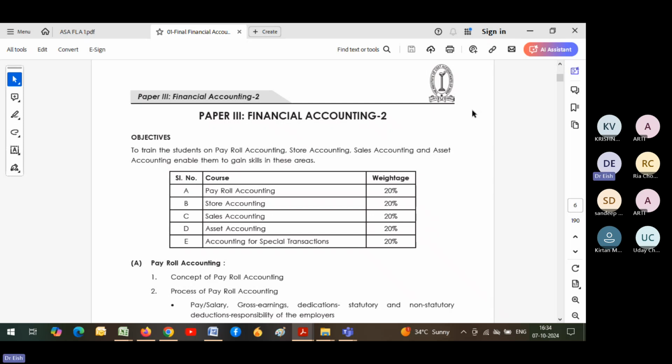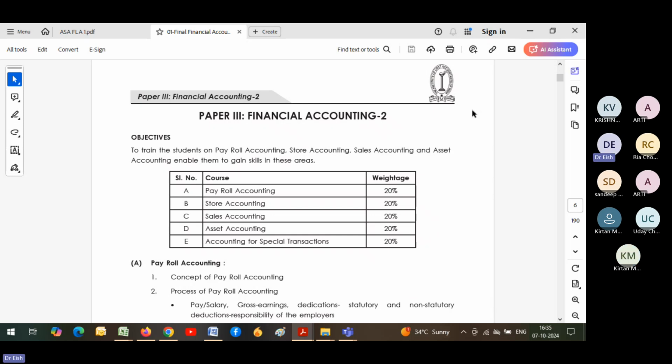Fifth is accounting for special transactions. We'll see how the bills of exchange are booked. We'll see how the consignment accounting is booked. We'll see various aspects of the special accounting being done in all those cases. So we have the 5 chapters and each carries 20% weightage.